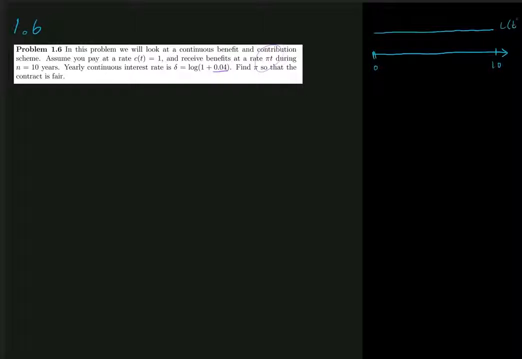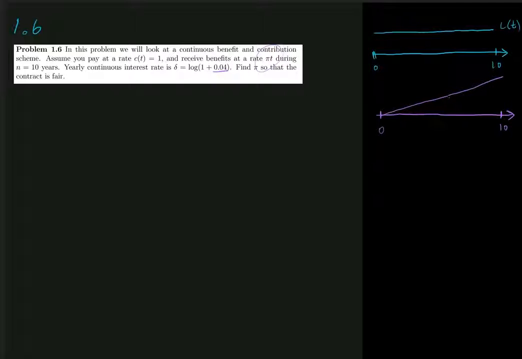So this is C of t. And then we have the B of t, the benefits, which we receive at rate pi t. So what does that mean? Well, t is time, right? So for example, at time 0, pi t would be 0. And then pi t, the graph would be linear with slope pi all the way until time 10. I should probably draw it with a less steep slope, so like that.